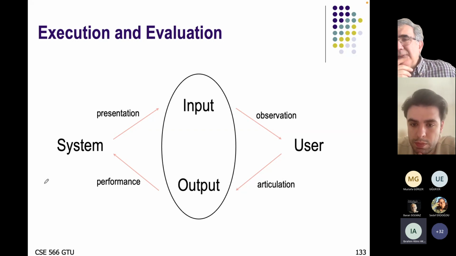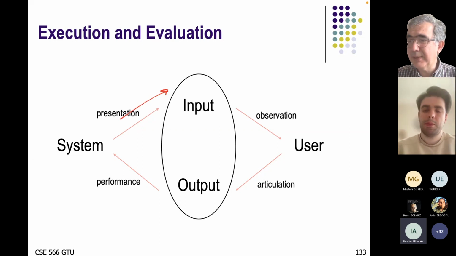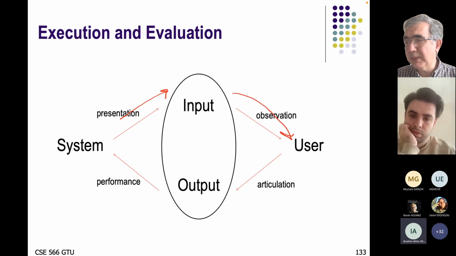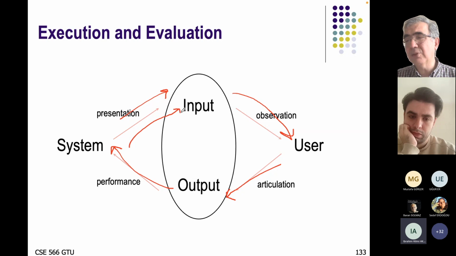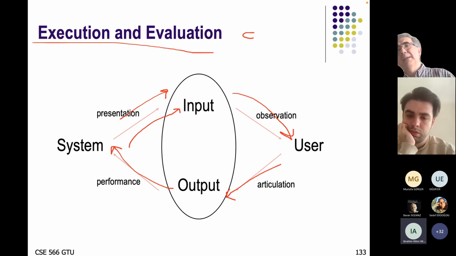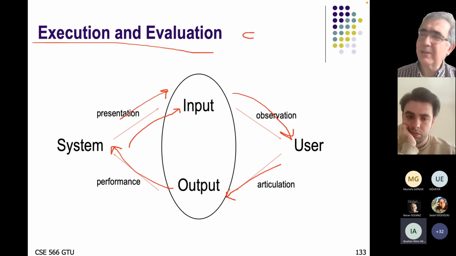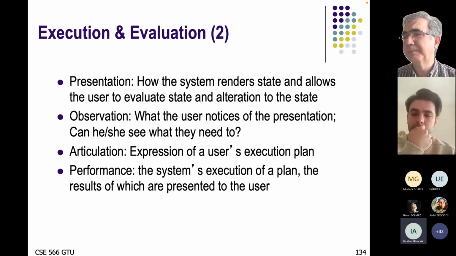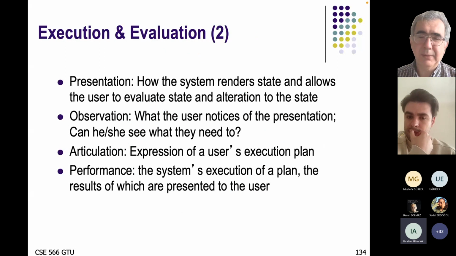So then results are presented by the system, observed by the user. The user does something else. When the user does something else, the system is affected, does something else. So this is what we call the execution and evaluation cycle. It is suggested by Donald Norman. Yeah, I have explained this.